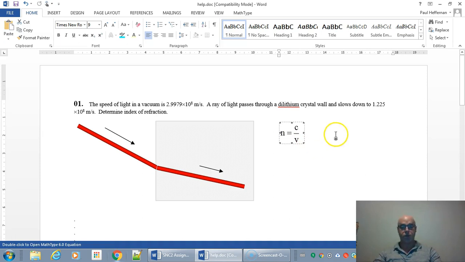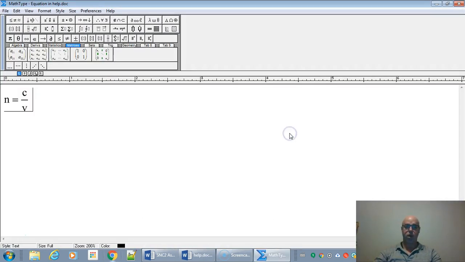So here we're going to use this formula right here. Your index of refraction, n, is equal to the speed of light in a vacuum, c, divided by v, the speed of light inside your medium. So we're just going to use this formula right here. Okay, so let's just double click on that.